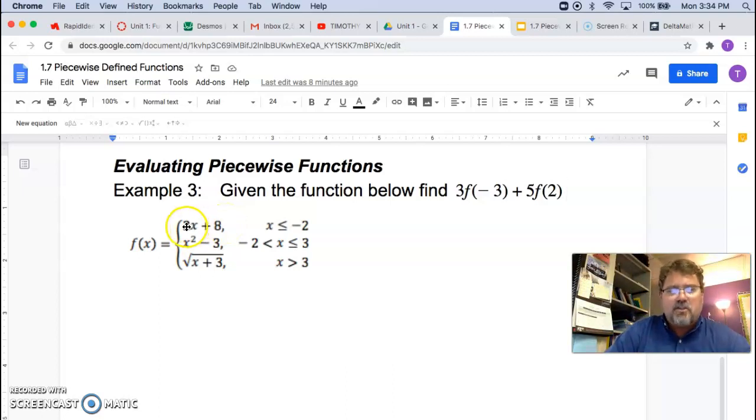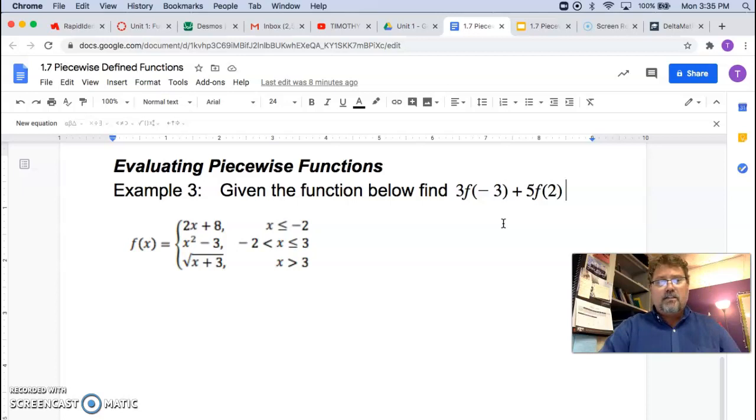So it says 2x plus 8 if, think of this as an if, x is less than or equal to negative 2. Negative 3 is less than negative 2, so it goes into that part. We've got to find out what that value is. Then once we find it, we multiply by 3. That's the strategy. Then we got to find out which one 2 goes into. Well, this says if x is greater than negative 2 but less than or equal to 3, well, 2 fits in that category, right? It does. So it goes into this piece, and we'll evaluate it in that piece, then multiply by 5. Then we'll add those two things together.